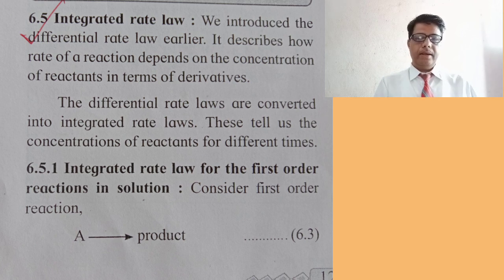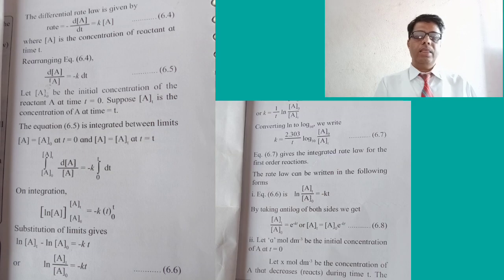We see a chemical reaction, that you can see on your screen. A gives product. This is the simple chemical reaction. So we can write the differential rate law for this reaction, that is equation number 6.4. Rate is equal to minus d[A]/dt is equal to K into [A], where [A] is the concentration of reactant at time t.